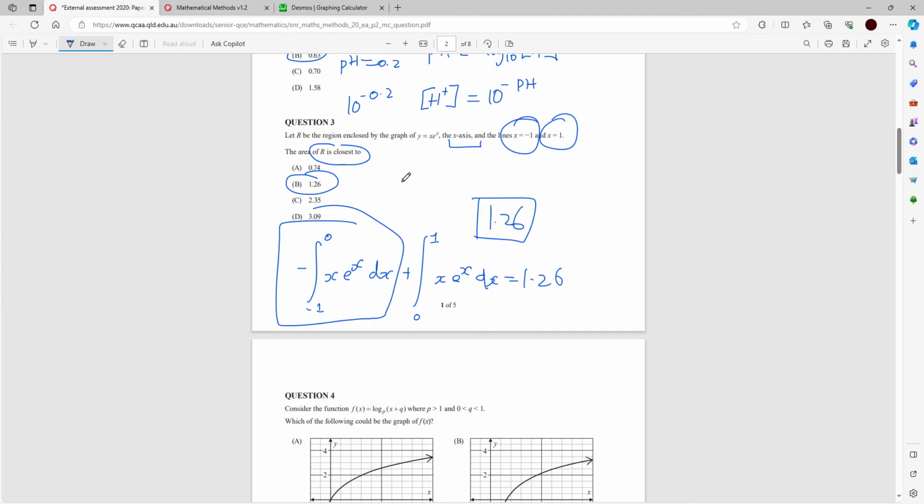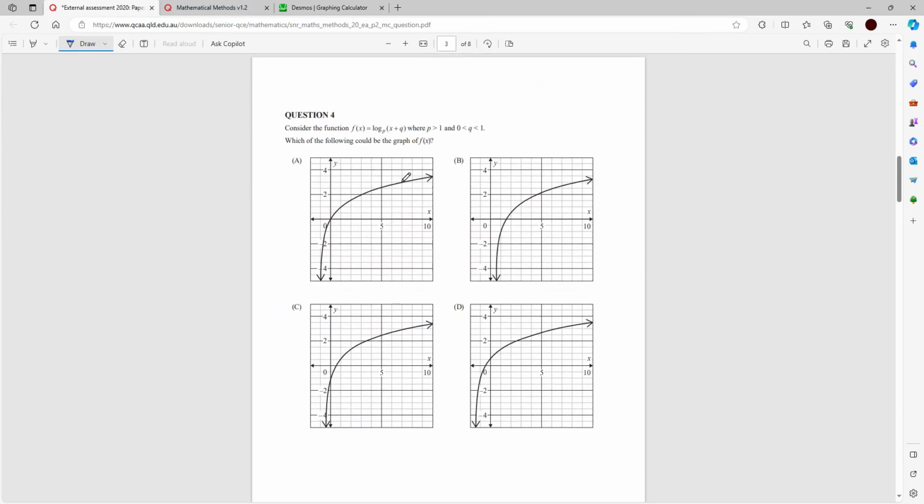Okay, let's move down to question 4. Okay, so consider the function f of x equals log base p of brackets x plus q. Now p is greater than 1 and q is between 0 and 1. So which of the following could be the graph of f of x? So what we're going to look for is particularly this thing here, okay?